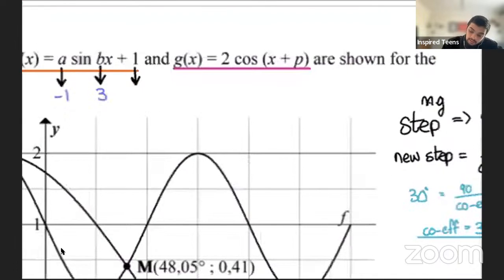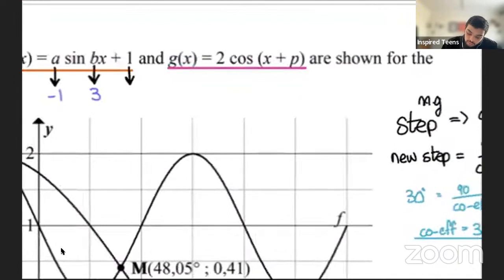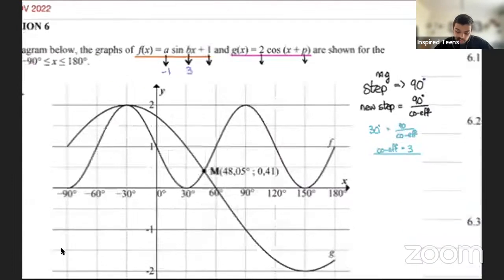Now let's have a look at this. So we know there was an amplitude change. It was increased to 2. Then all that we need to figure out is P. This is a horizontal shift, meaning left or right. It's a change to x, so we need to try and figure it out.